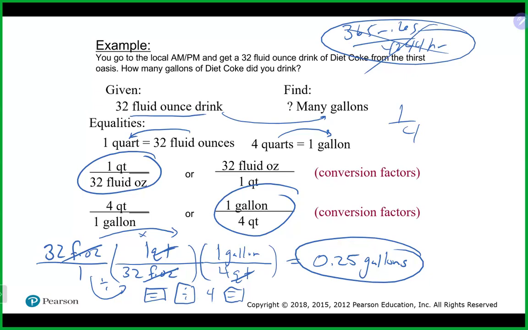So divided by the first number, hit equals, divided by the second number on the bottom, hit equals. There's a third number, divided by the third number, hit equals. You will always get the right answer if you do it that way.